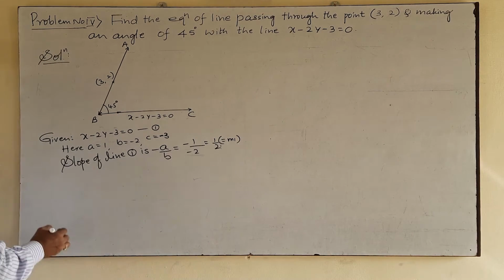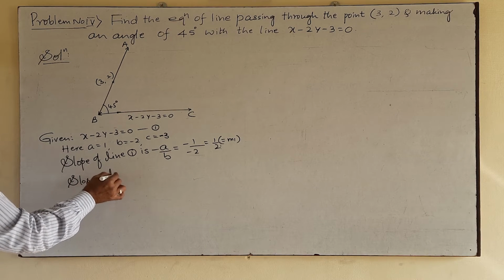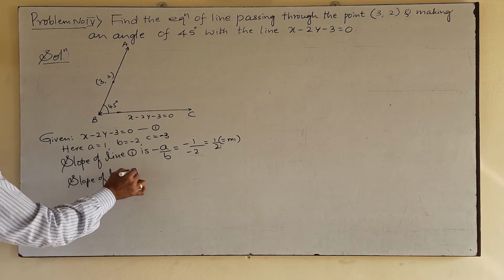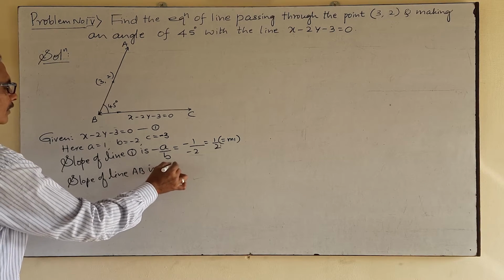Then slope of line AB. What is slope of line AB? We do not know. So let us say m. Call it as m2.